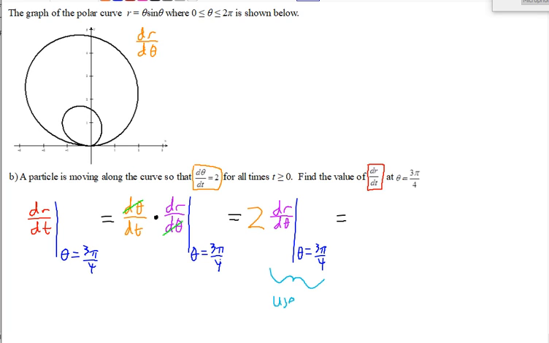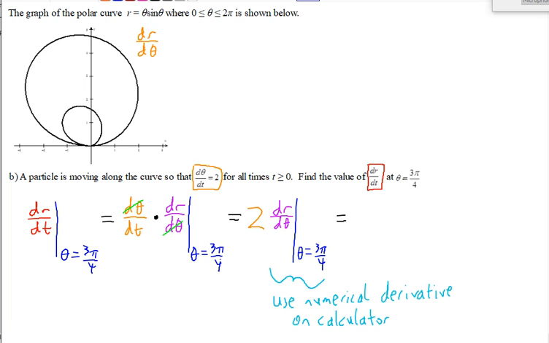Use the numerical derivative on the calculator. And let's review how we do that for both the 84 and the Inspire.